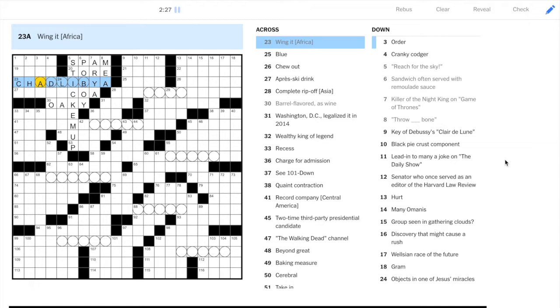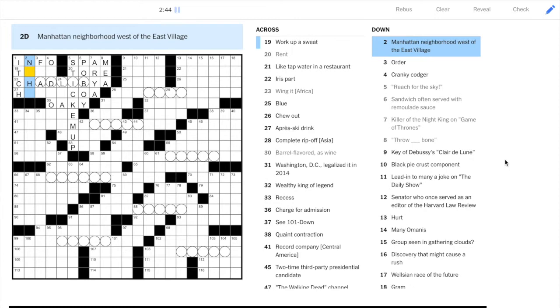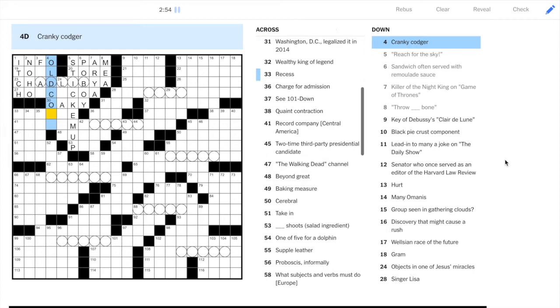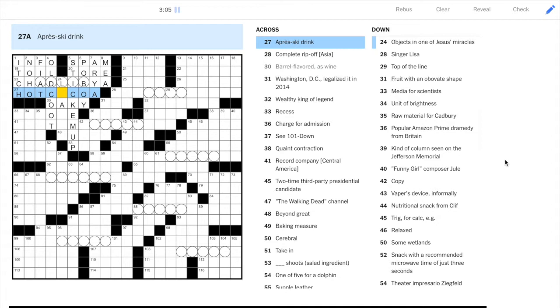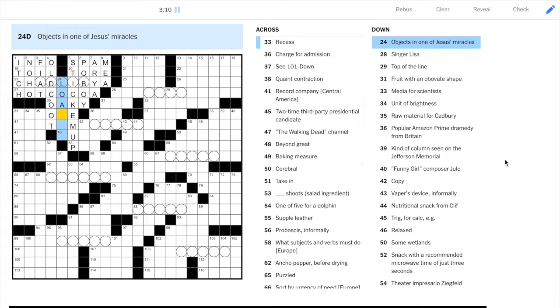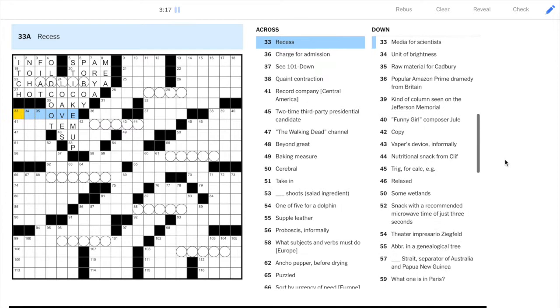So this is for more info than a hankering is an itch. So Manhattan neighborhood, no ho, and cranky codger, old coot. Then we have work up a sweat is toil, and order is fiat. Après-ski drink, hot cocoa. Objects in one of Jesus' miracles, the miracle of the loaves and fishes. A recess is alcove, and now we're getting to work in this corner.